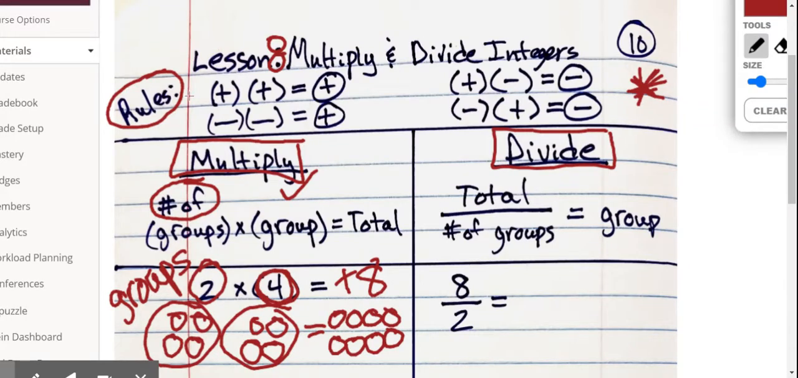Okay, so we're on lesson 8 for multiplying and dividing integers. And when we're multiplying, we're going to be looking at groups. We're going to look at a group and then how many groups we have. So if we have 4 positives inside a group and we have 2 groups of them, we're going to have a total of 8.